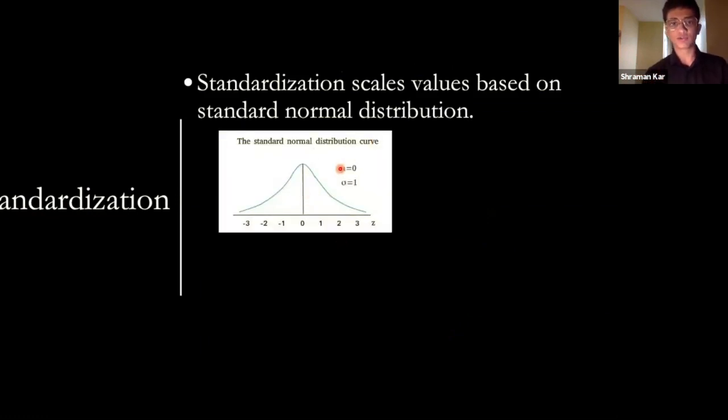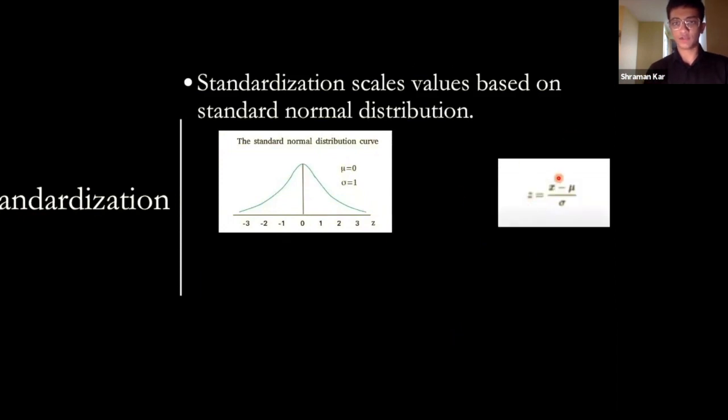Standardization scales the values of the features based on the standard normal distribution. The standard normal distribution is a special type of distribution curve that has a mean of 0 and a standard deviation of 1. And that's why it's centered at 0 and has increments of 1. In standardization, we're trying to do the same thing to the features, fit the features to a normal distribution curve based on the mean and the standard deviation. And we do this using this formula.